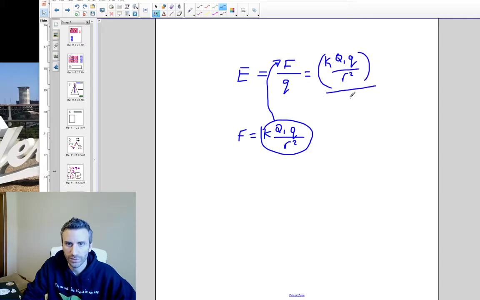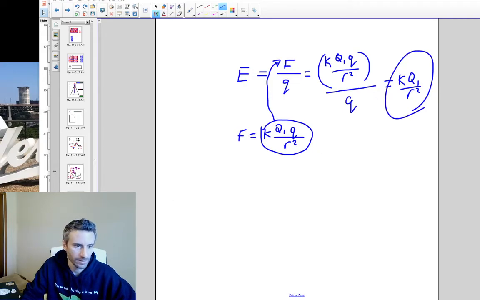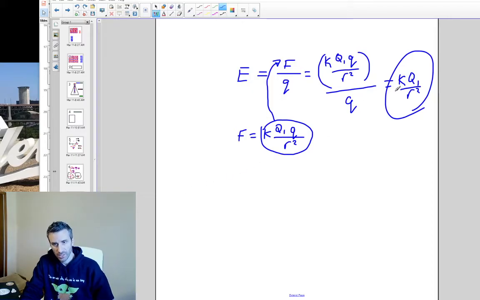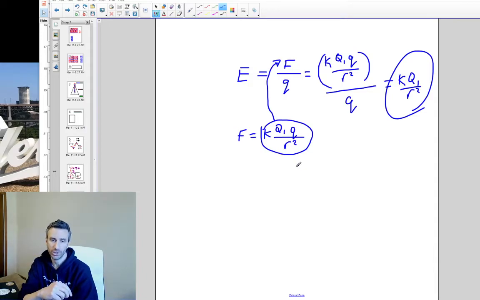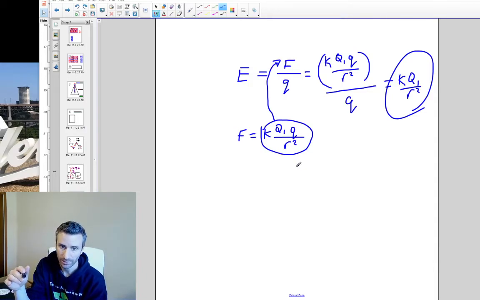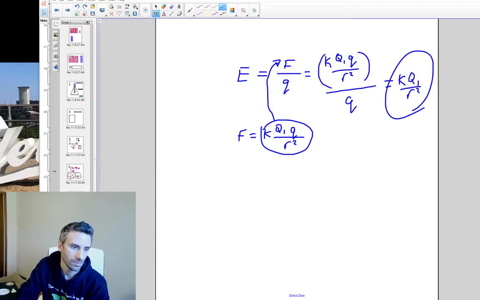and that whole thing is over Q, which means that the Q cancels and it's left with K times Q1 over R squared, which is the equation that I think I have on my next slide. So that is why we have a test charge that is a theoretical tiny charge, because it winds up canceling out anyway. We just want to figure out what the force would be on a theoretical object at that location.